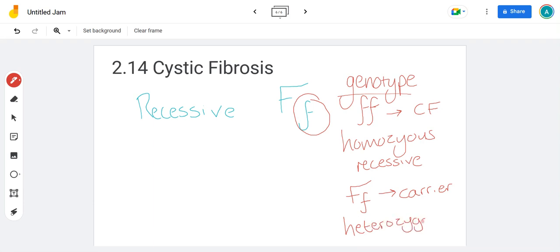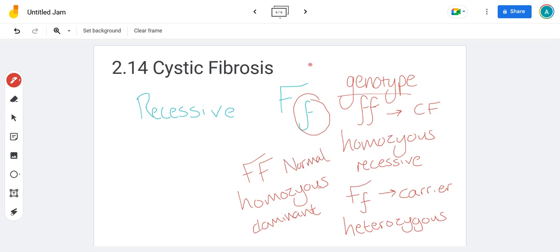So making sure we're using the language. The genotype here is homozygous recessive, and the phenotype is cystic fibrosis. The genotype here is heterozygous, and the phenotype is a carrier. If you had, therefore, capital F, capital F, we would call that genotype homozygous dominant, and the phenotype would be just called normal.